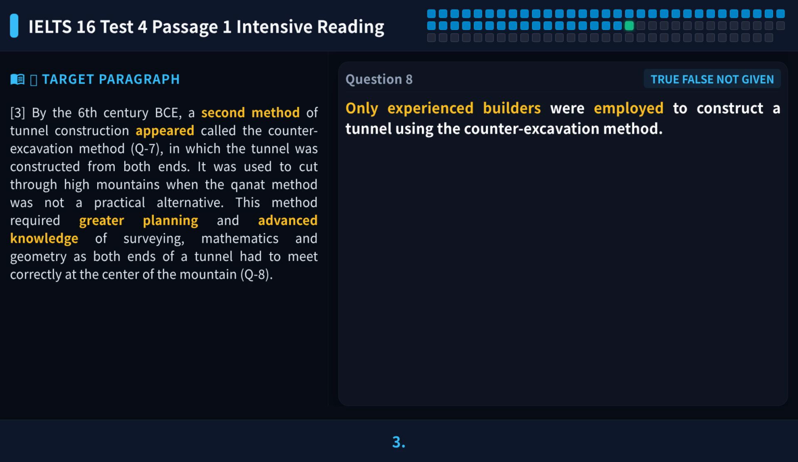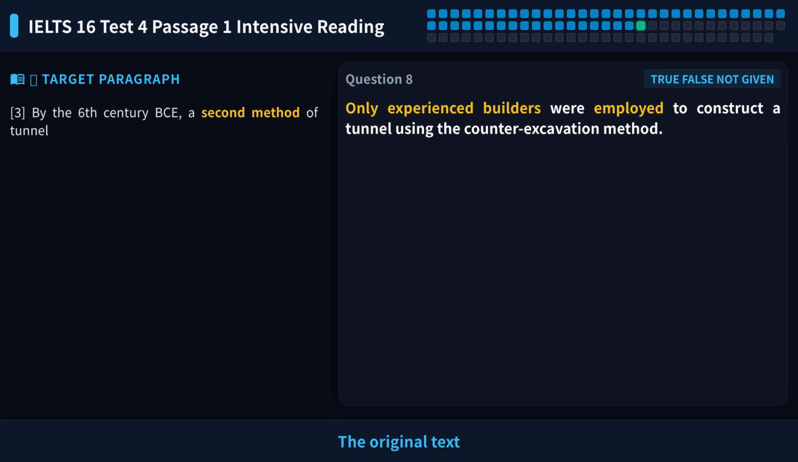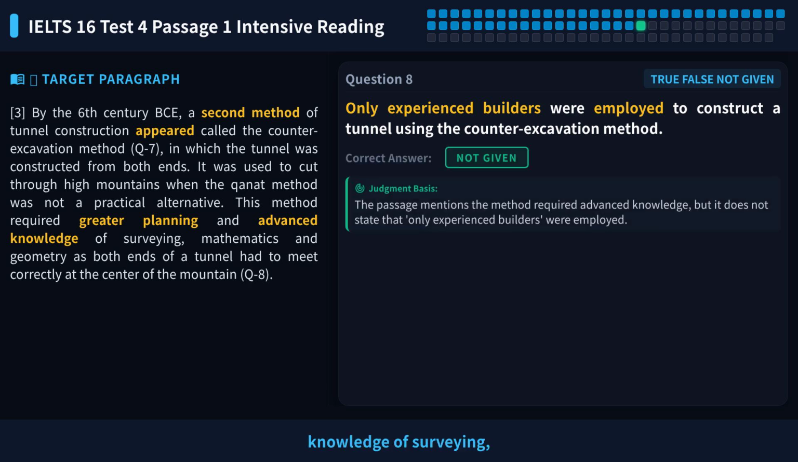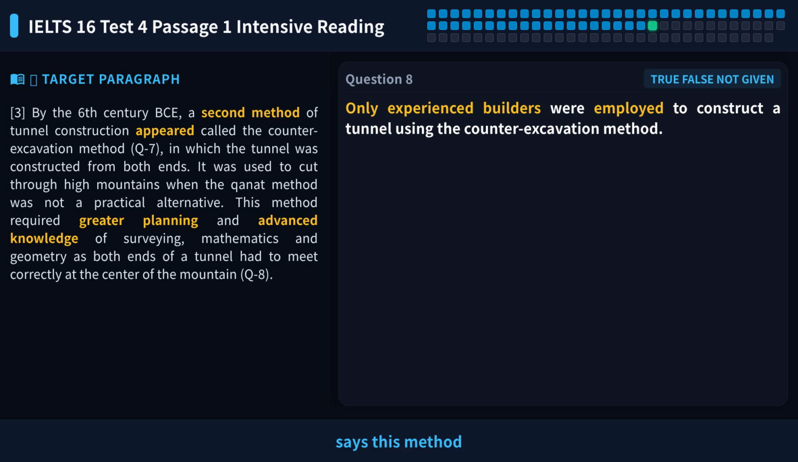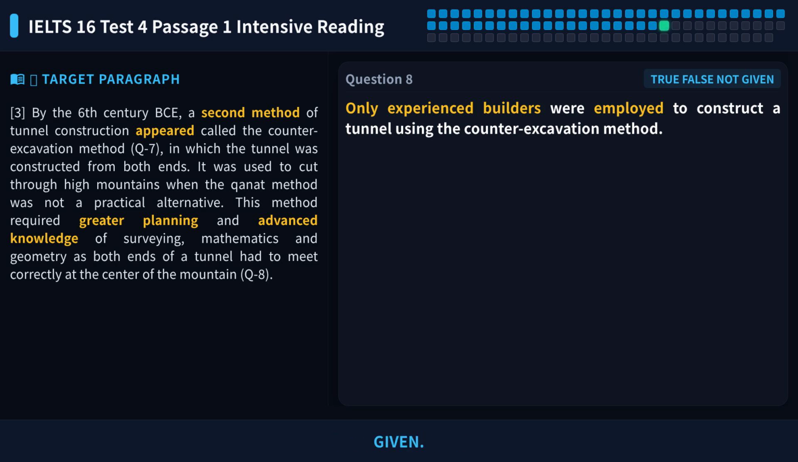Locate paragraph 3. The scanning landmark words in the original text are, required greater planning and advanced knowledge. The original text uses, this method required greater planning and advanced knowledge of surveying, mathematics, and geometry. The passage only says this method required advanced knowledge, but it never says only experienced builders were employed. This is a typical making something out of nothing trap. Note, it is not false either, because the passage does not give opposite information. So the answer to question 8 is not given.